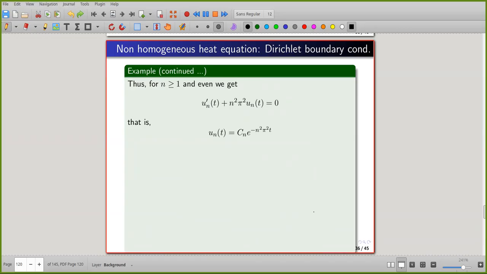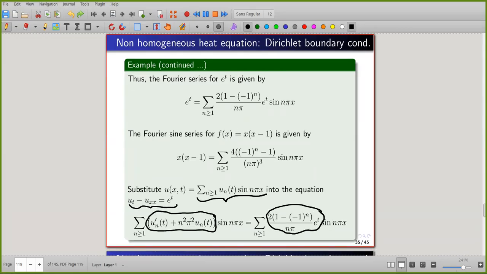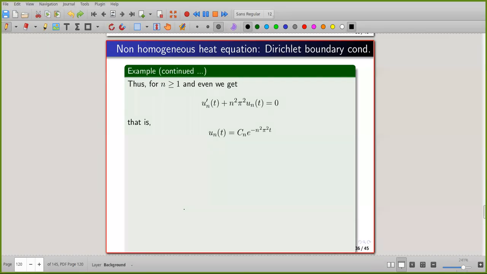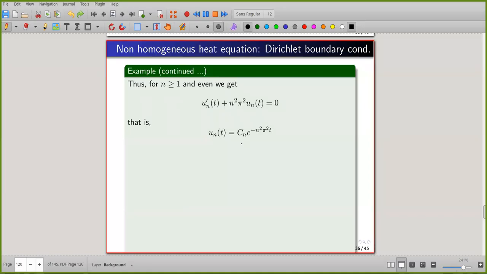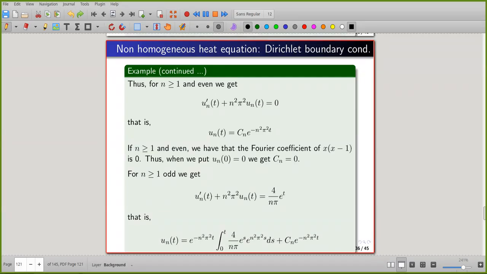So let's see. That's for n greater than or equal to 1 and even. So when n is even, this coefficient becomes 0. That is what I've written over here. We have this differential equation, and this is our solution for u_n of t. And if n is greater than or equal to 1 and even, the Fourier coefficient of x into x minus 1 is 0.